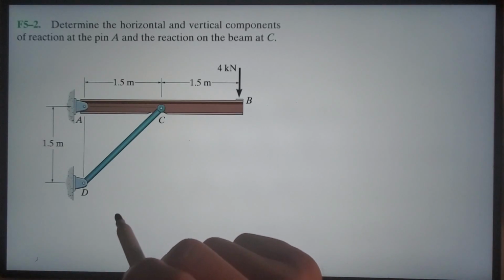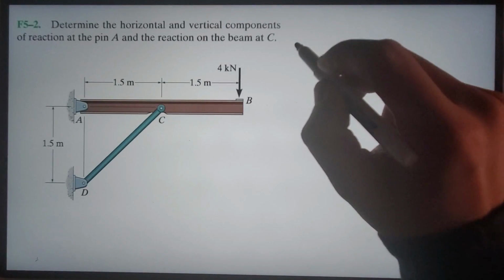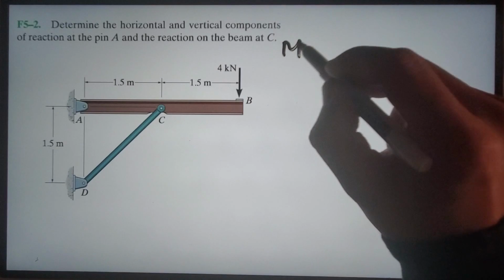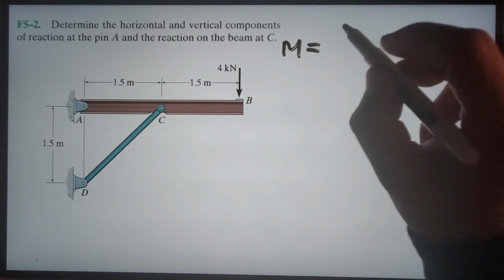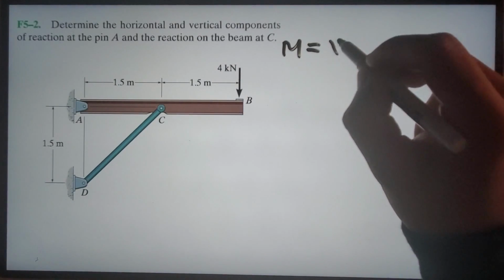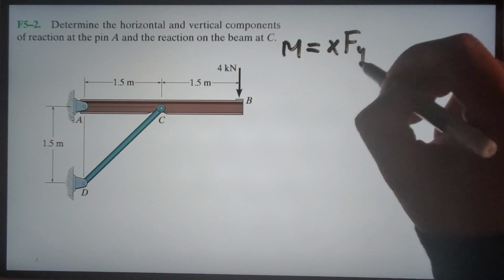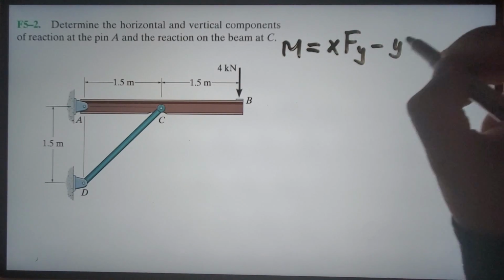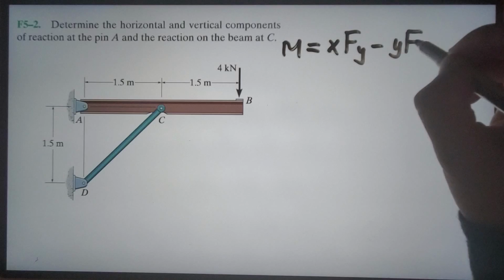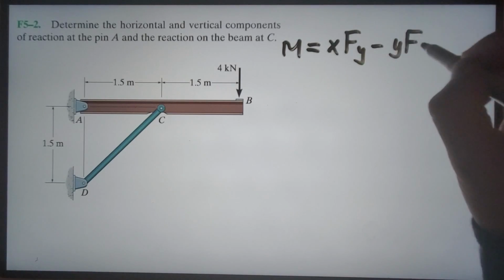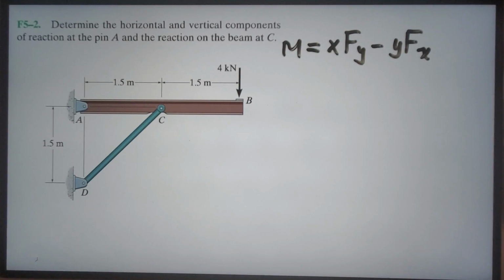Just a very quick review. The magic formula for this one is the sum of the moments at a certain pivot, which is equal to x times the force in the y direction minus the y component times the force in the x direction. That will be our magic formula.